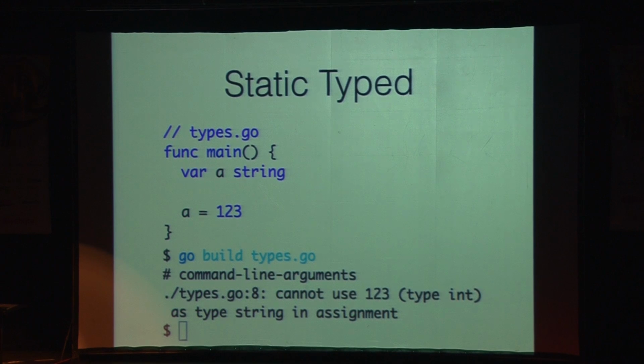But Go is statically typed, which is different from Ruby. You have to declare every variable before you start using it, and you have to say the type of the variable. In this case, I have the variable A as a string, and I try to assign an integer value. When I compile the program, the compiler is going to say, hey buddy, you cannot assign an integer into a string. You need to declare it as an integer.